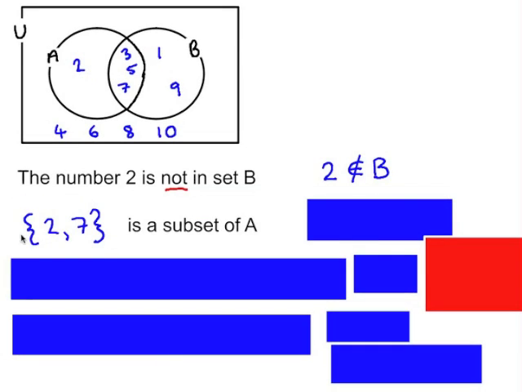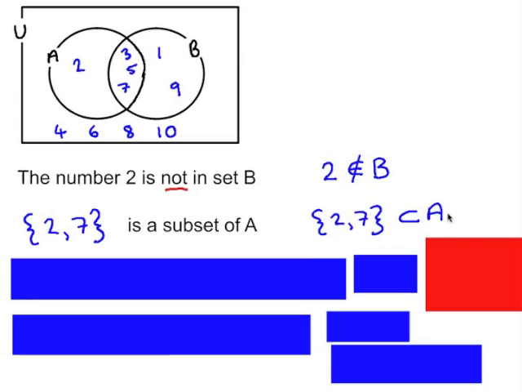We don't have to label sets with capital letters. This is another set. Curly brackets and commas show that it's a set. So {2, 7} is a set. And because both of these elements are in the set A, we say that {2, 7} is a subset of A. The symbol for subset is like a sort of squashed C. So {2, 7} is a subset of the set A.